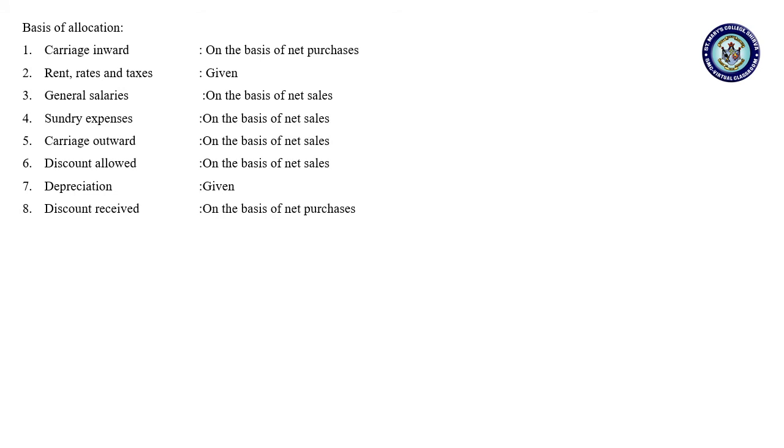Okay, the first item you take down is carriage inward. Carriage inward means the expenses, that is freight and transportation expenses, incurred for purchase of goods. Carriage inward means for purchasing the goods. So it is on the basis of net purchases. So take down: carriage inward, on the basis of net purchases.